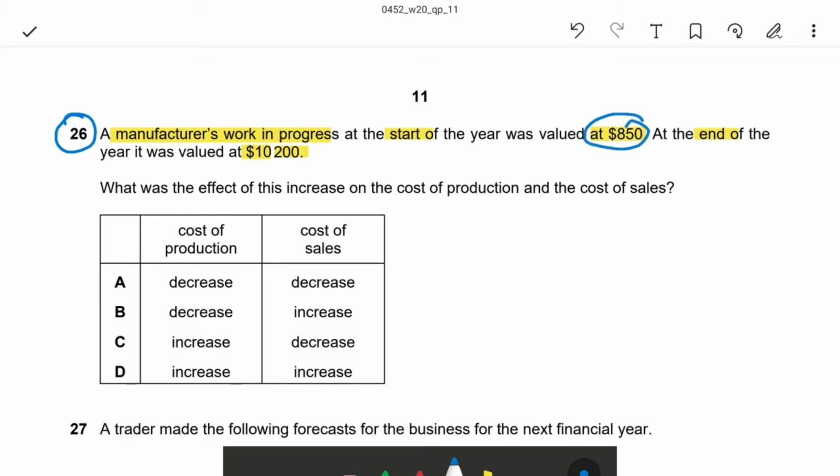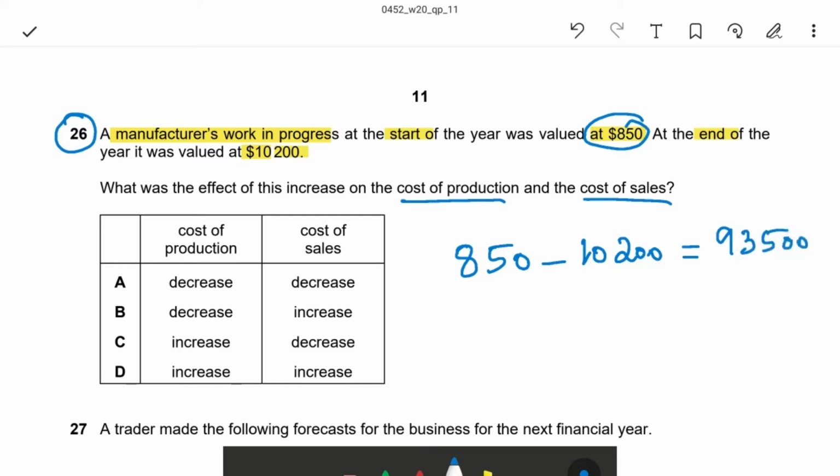What was the effect of this increase on the cost of production and the cost of sales? Opening work in progress will be added and closing work in progress is an increase. What is the amount of increase? Closing work in progress increase is 10,850 minus 10,200. So the difference is 9,350. It will decrease the cost of production.